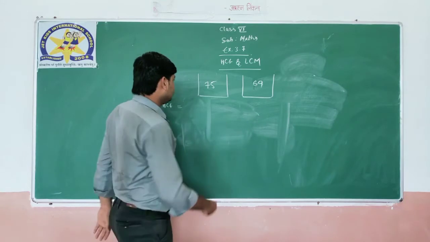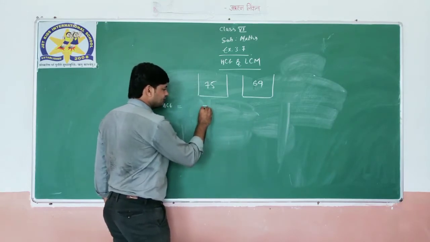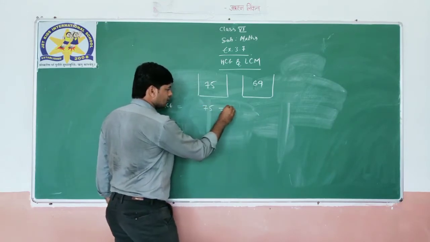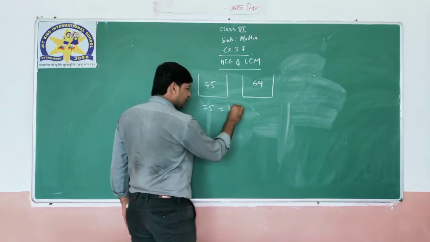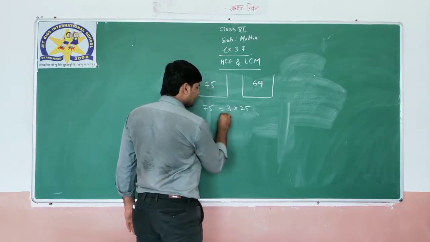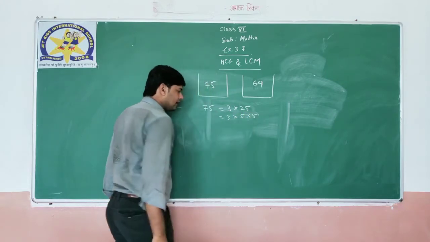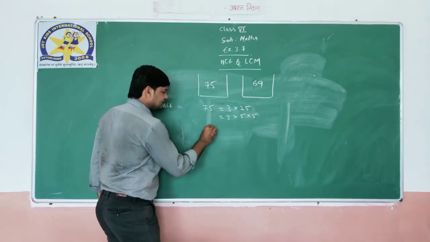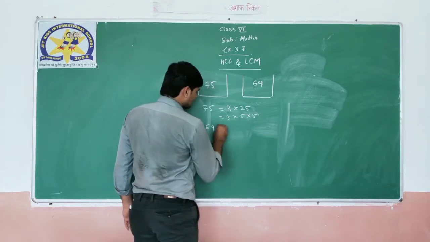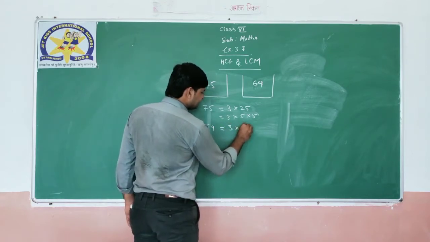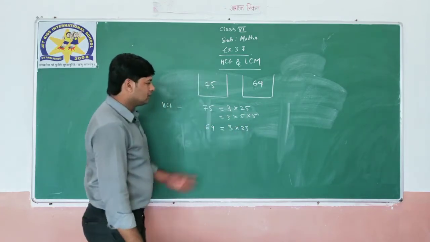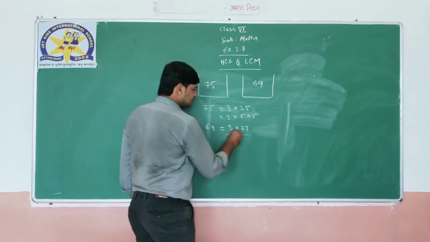What if I took it directly? 75. First, 3 multiplied by 25, and 25 is 5 multiplied by 5. Right? Then 69, 3 multiplied by 23. Same thing. Right? Here we got our answer, and here also.